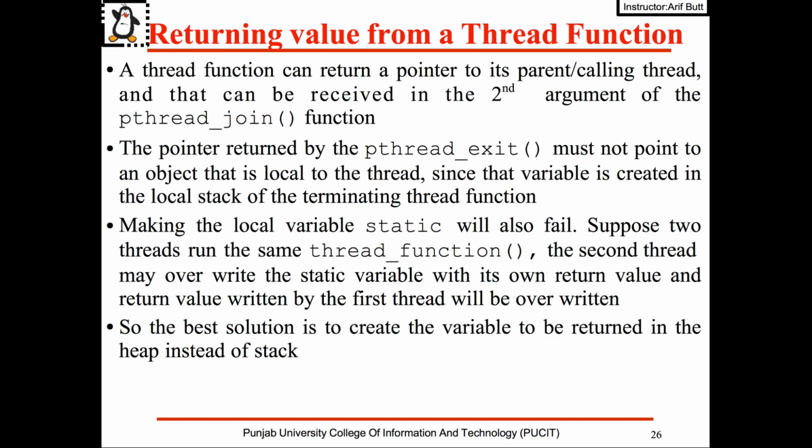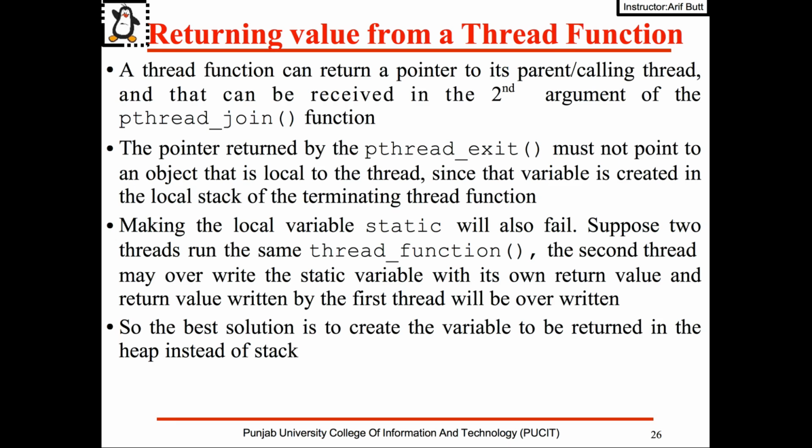Well, dear students, a thread function can return a pointer to its parent or the calling thread, and that can be received in the second argument of the pthread_join function. The pointer returned by pthread_exit must not point to an object that is local to the thread, since that variable is created in the local stack of the terminating thread function.